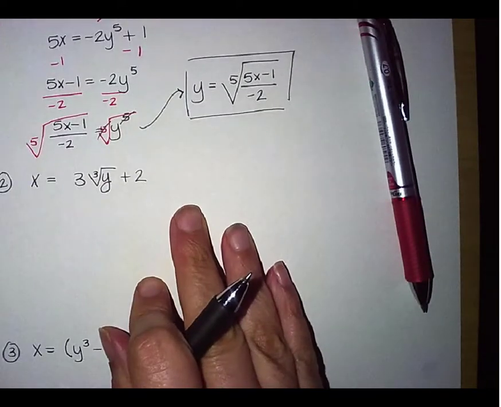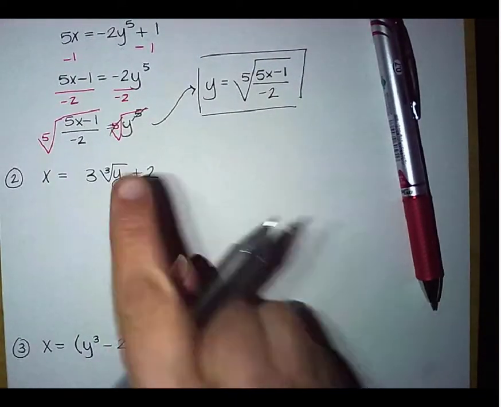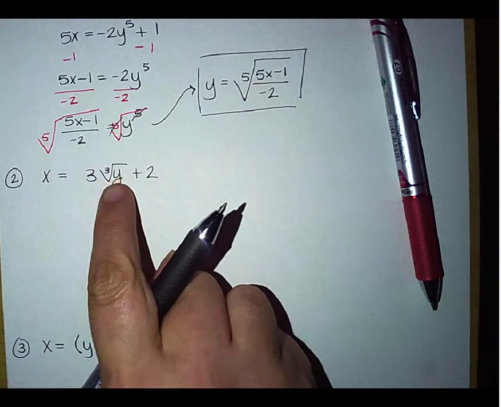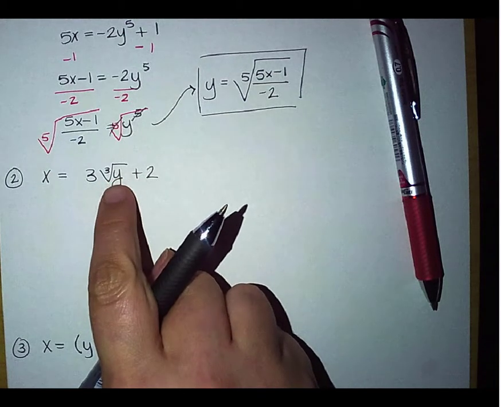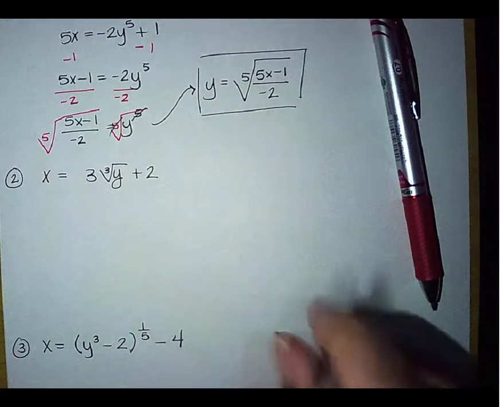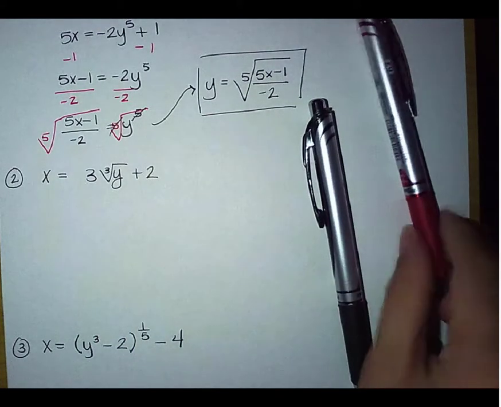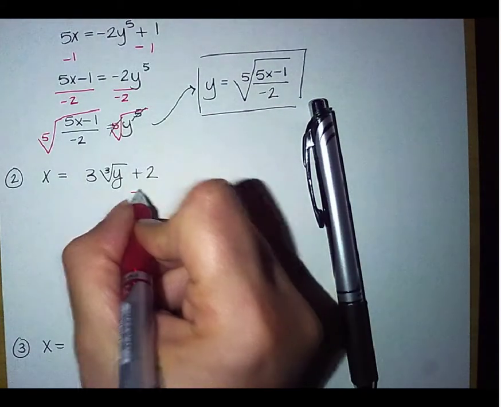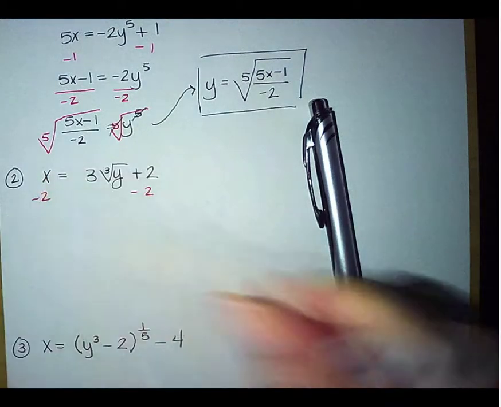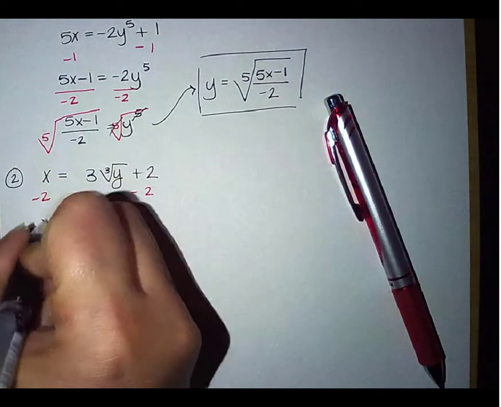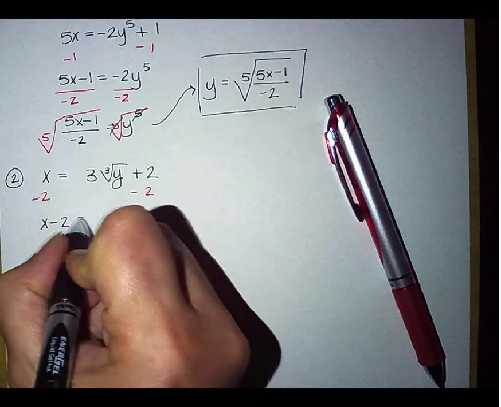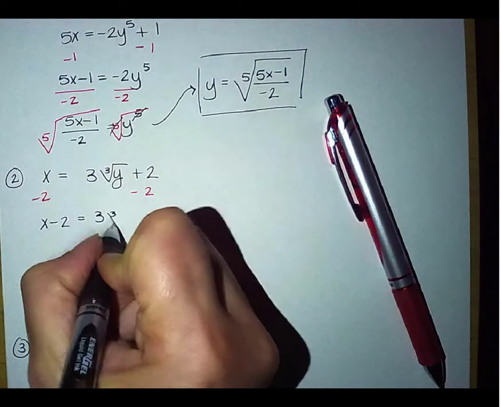Okay, so for our second one here, again, the only thing being cube rooted in this instance is the y. So the 2 and the 3 need to be moved before we can get rid of the cube root. So we're going to start off by subtracting 2 from both sides. So we're going to get x minus 2 equals 3 times the cube root of y.